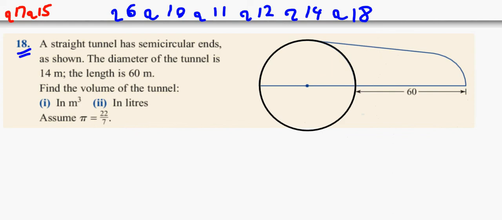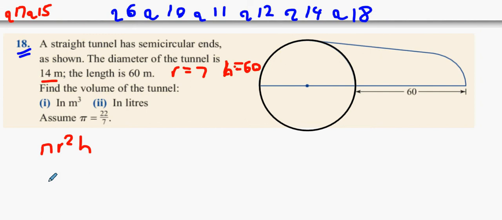So, what's the volume of a cylinder? But what is a liter? A liter is 1,000 centimeters cubed. So you're going to have to convert meters cubed into centimeters cubed, and then centimeters cubed into liters. Okay, fun time. Now, diameter is 14, which means the radius is 7, length or height is 60. We're doing pi r squared h with the volume of a cylinder.